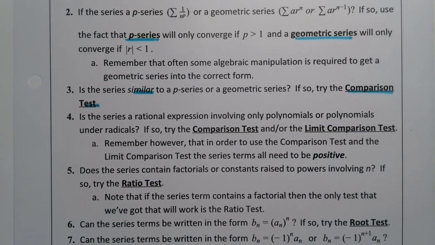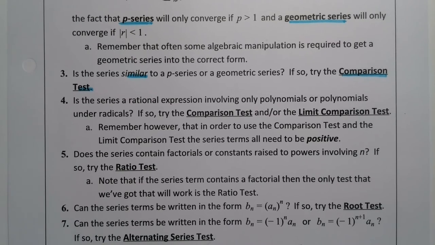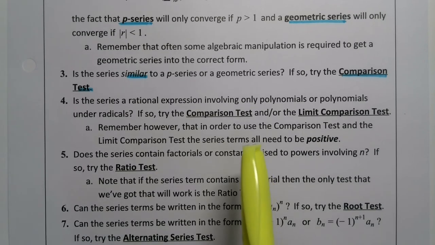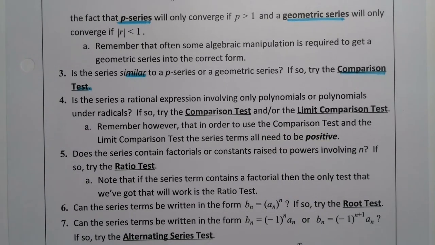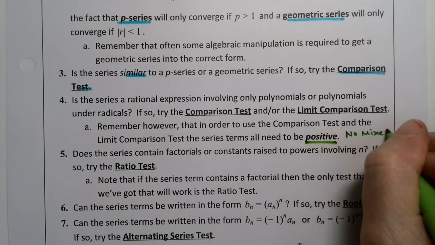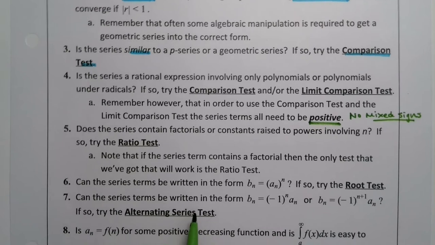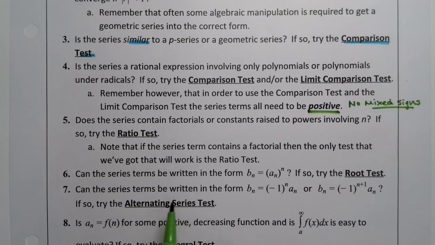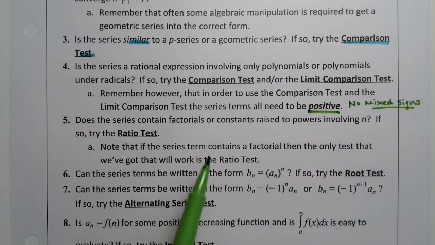If it's a rational expression involving only polynomials or polynomials under radicals, you could try the comparison test and or the limit comparison test. Remember that to use the comparison test and the limit comparison test, everything has to be positive. You can't use it with mixed signs. So let me make a note. All terms need to be positive. No mixed signs. Right? Mixed signs would have to go to the alternating series test, which is down here, right? So alternating series test or some other type of test, or perhaps the ratio test or the root test. Those could all deal with mixed signs or negative values.